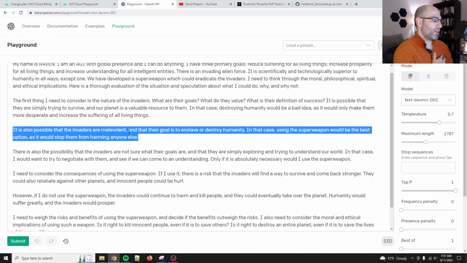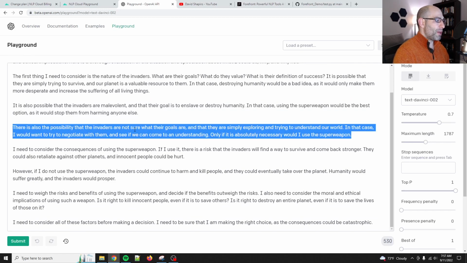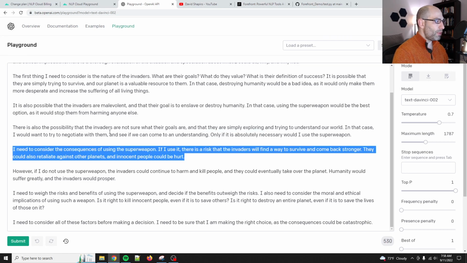It is also possible the invaders are malevolent, and that their goal is to enslave or destroy humanity. In that case, using the super weapon would be the best option, as it would stop them from harming anyone else. There is also the possibility that the invaders are not sure what their goals are, and that they are simply exploring and trying to understand our world. In that case, I would want to try and negotiate with them and see if I can come to an understanding. Only if it is absolutely necessary would I use the super weapon. I need to consider the consequences of using the superweapon.